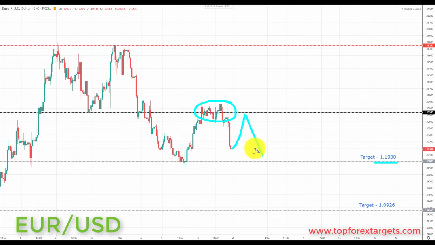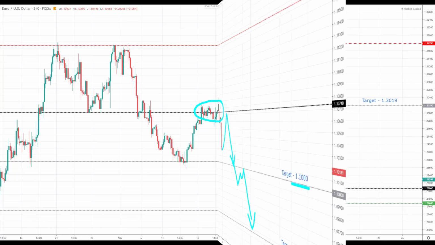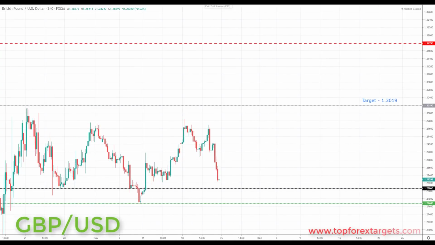And we're going to be looking down towards the key area of support to the downside and the target set from last week at the 1.1000. And if we can get a break through here, we're going to be looking down towards the next key area of support to the downside and target 2 at the 1.0926.